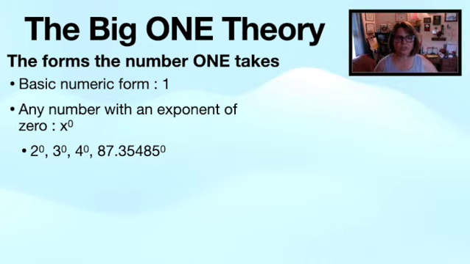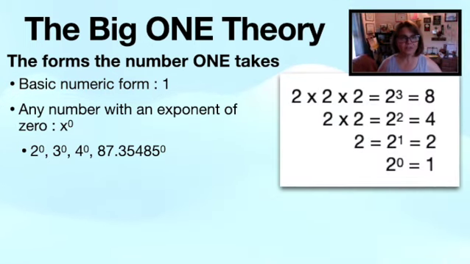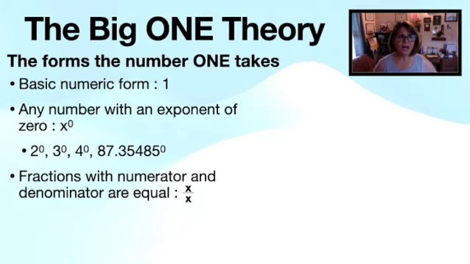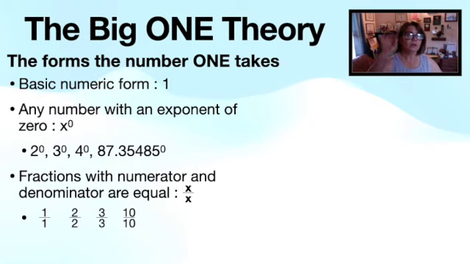Here's a basic understanding of why anything to the 0 power is 1. And if you're more interested in that, then I will do another video on that. We're looking at fractions though. And any fraction with a numerator and a denominator that are equal, that's when you get 1, such as x over x, or 1 over 1, or 2 over 2, or 10 over 10.